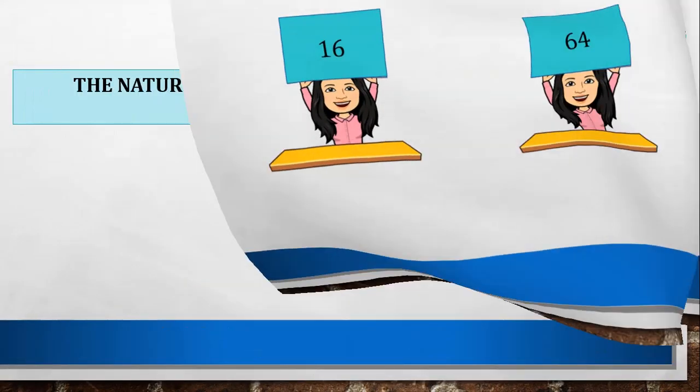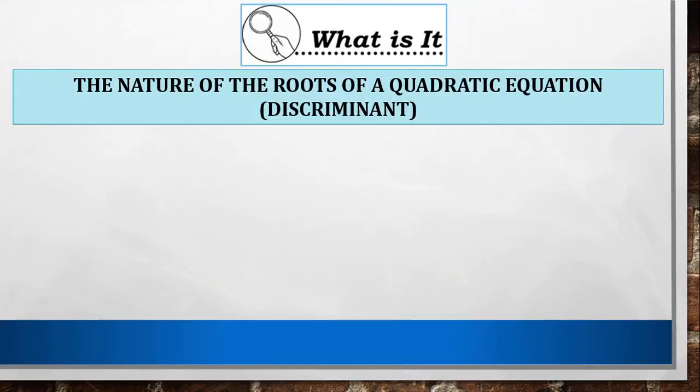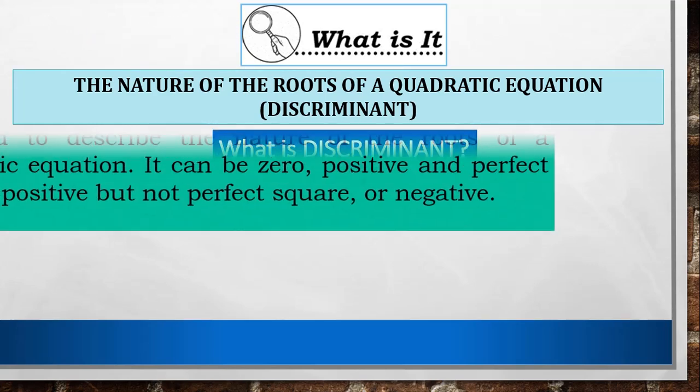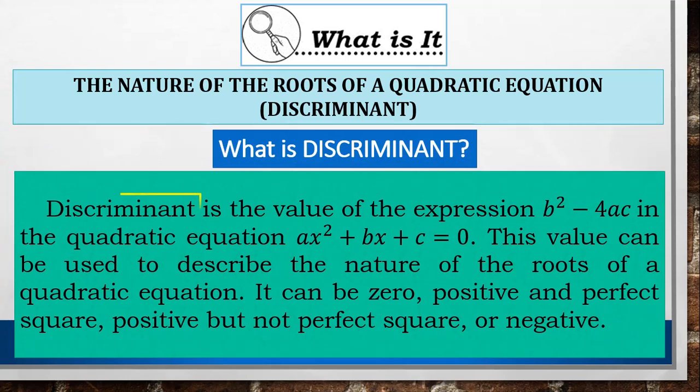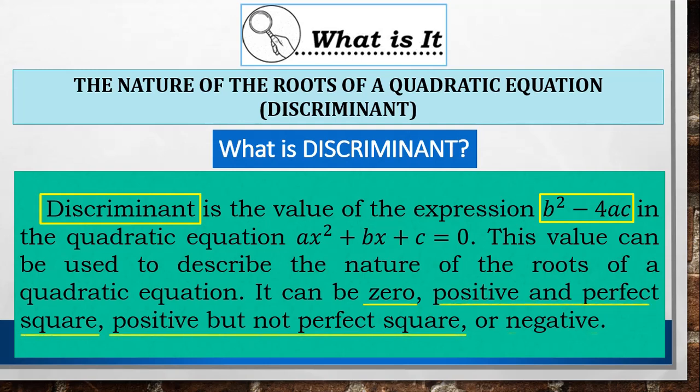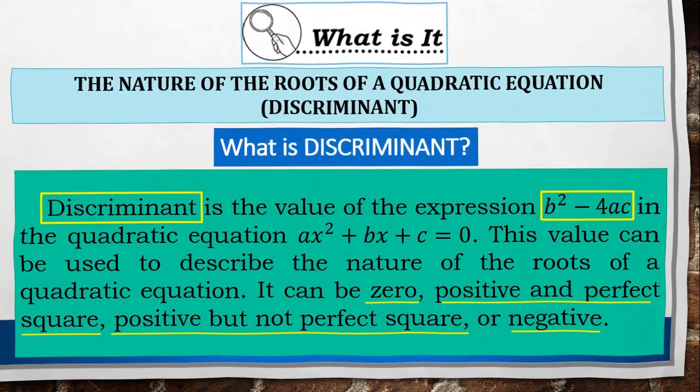So ngayon, ang topic natin ay nature of the roots of quadratic equation or discriminant. So what is discriminant? Discriminant is the value of the expression b squared minus 4ac in the quadratic equation ax squared plus bx plus c equals 0. This value can be used to describe the nature of the roots of a quadratic equation. It can be 0, positive and perfect square, positive but not perfect square, or negative. So ito yung apat na nature ng roots ng quadratic equation.